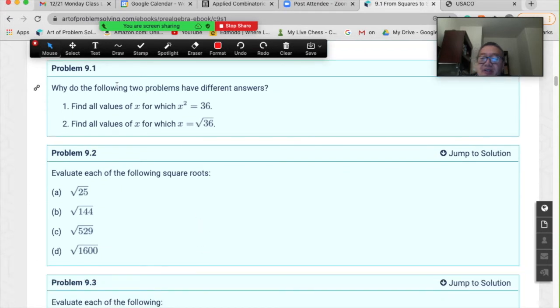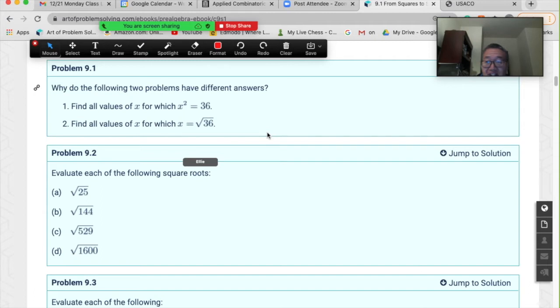Eddie, can you read this problem? 9.1. Why do the following two problems have different answers? Continue. Find all values of x for which x squared equals 36. So what is x? This is easy. Since it has a square, it's probably 6. And the other one, the square root of 36 equals x, and x is also 6.